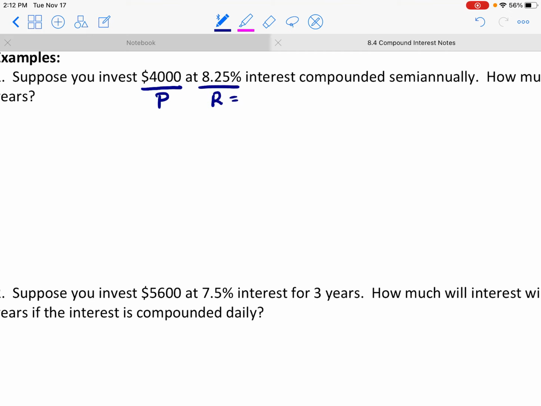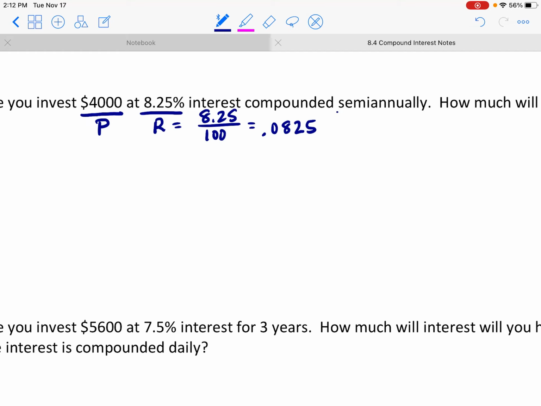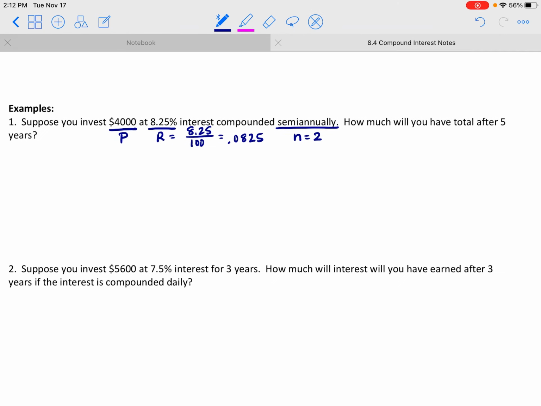and 8.25%, remember, means 8.25 out of 100, and so that would be 0.0825 as a decimal. When it says that interest is compounded semi-annually, that means twice per year, so we're going to be putting in 2 for n. And it says, how much are you going to have total? Total means we want to find that total amount after 5 years. So 5 years, that is our time.